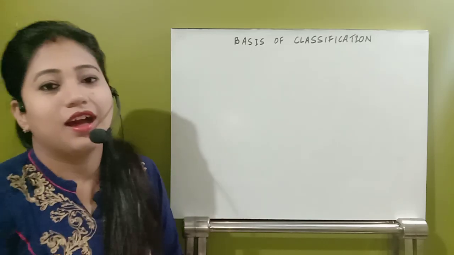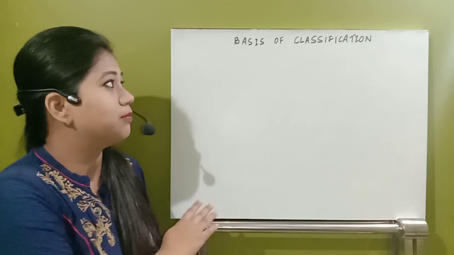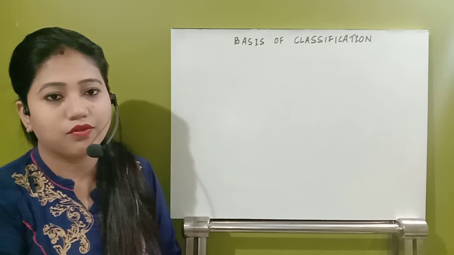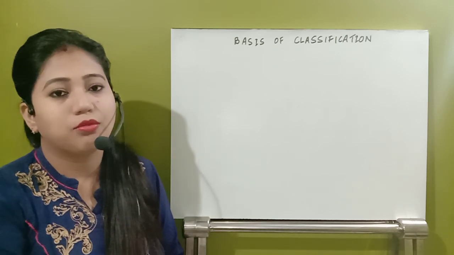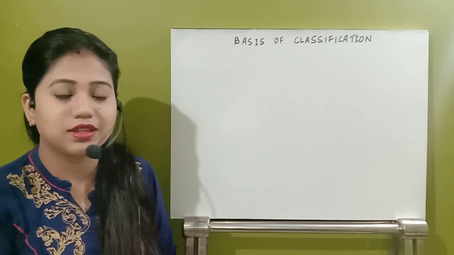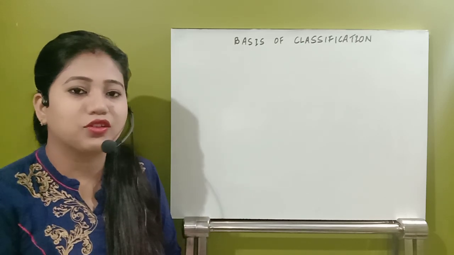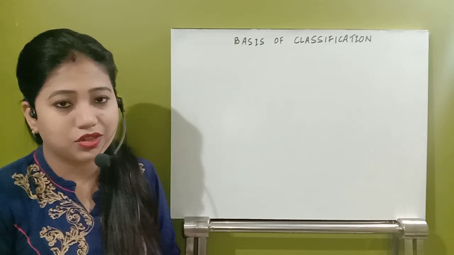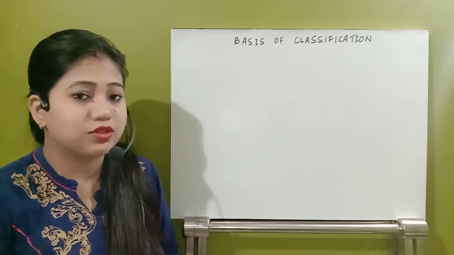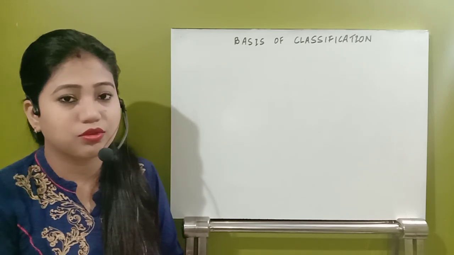Hello students. In the last video we discussed two points about the basis of classification. The first basis we discussed was the level of organization. That means their body is made up of cells, that is the cellular level of organization, where the cells were only loosely aggregated and did not form any tissue. Later on, as evolution took place, the cells started to aggregate.